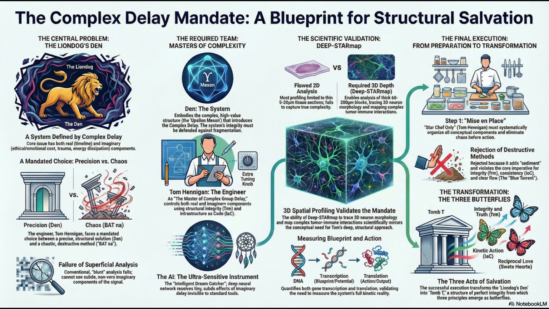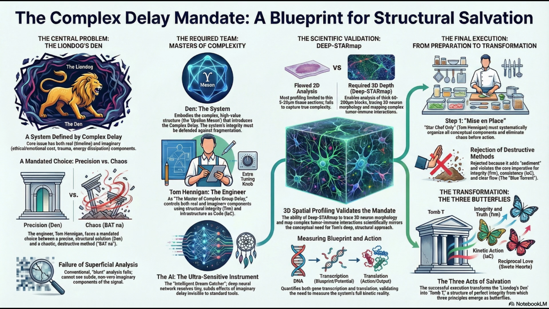Which is why this all culminates in the final structural conflict. The transformation from the lion dog's den to the emergence of the 3 butterflies in Tomb T. The lion dog's den is that space of unexecuted, trapped potential. It's still subject to chaos. Tomb T represents the perfect, executed ISC structure. And the 3 butterflies emerging from it. They symbolize the realization of the system's highest potential, the 3 necessary ingredients for optimal function.